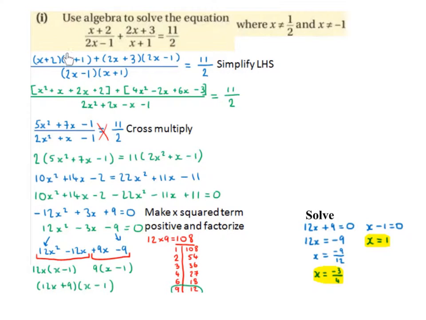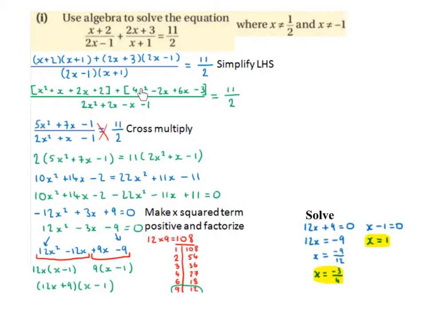So x plus 2 multiplied by x plus 1. x by x gives us x squared. x by 1 gives us x. 2 by x gives us 2x. And 2 by 1 gives us 2. Bring down the plus. And then we're going to multiply out this set of brackets.